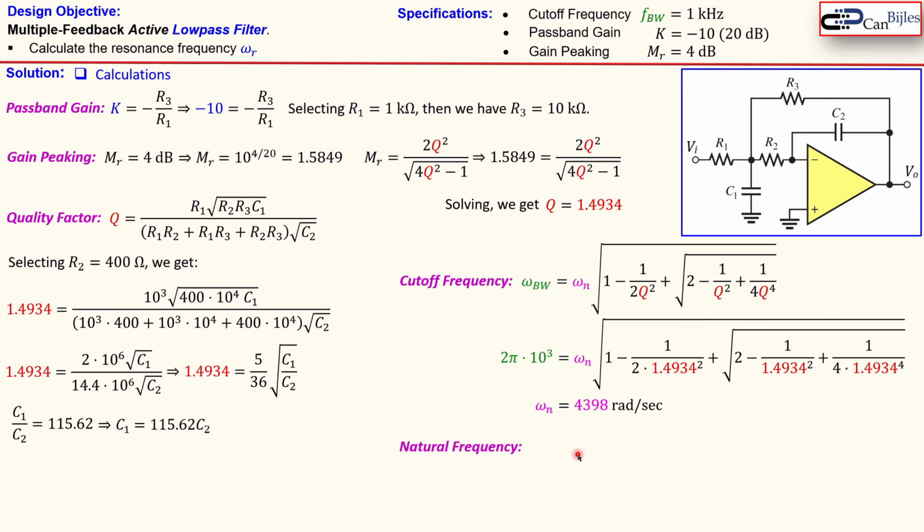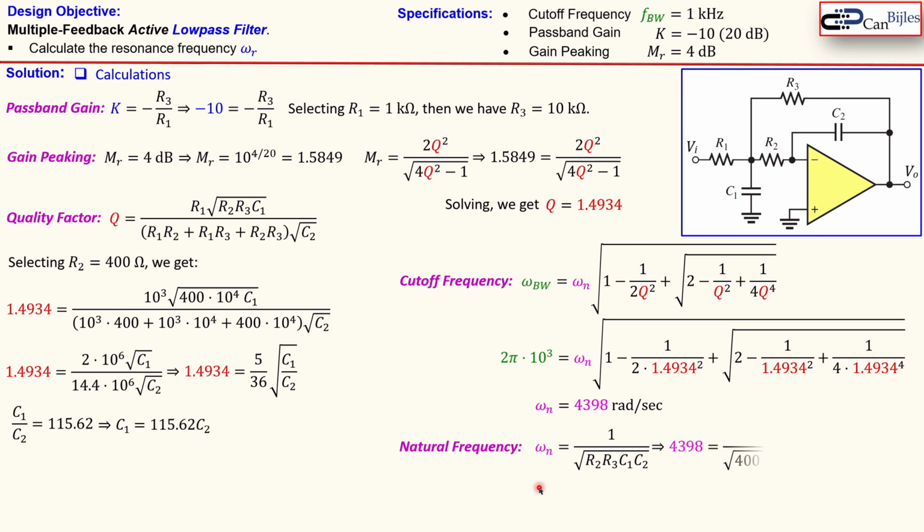Now we know also the natural frequency formula, which is then given by this expression, 1 over the square root of the product of the R2, R3, C1 and C2. In here we actually have all the component values except the capacitors here. But we know that the capacitor ratio of the C1 and C2 is also this. So we can substitute here the R2, R3, and we can also say that C1 is 115.62 times C2, and then we leave the C2 as it is.